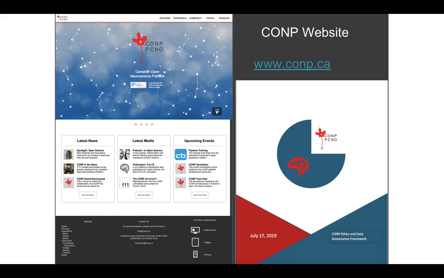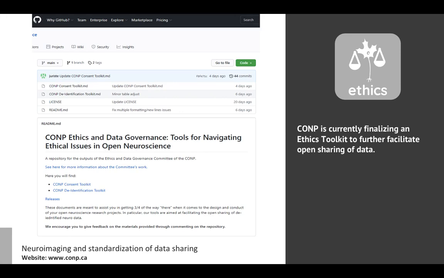A big issue in open science is the ethics and data governance of open science. Who has access to it? Who has access to what? And there's any number of issues related to data protection and privacy. The CONP has generated a number of documents on consent, on de-identification, and you can go to the CONP website to read these documents in greater detail. Much of the information in those documents is general in nature. It's not restricted to a Canadian context, of course.